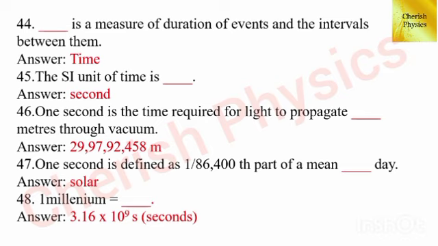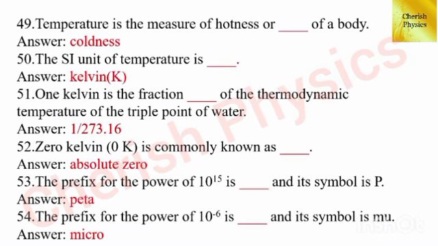29 crore 97 lakh 92,458 meter through vacuum. 1 second is defined as 1 divided by 86,400 part of a mean solar day. 1 millennium is equal to 3.16 into 10 to the power 9 second.